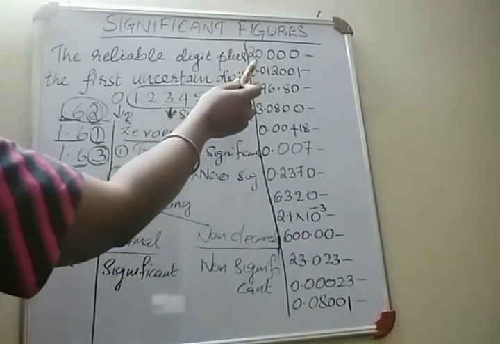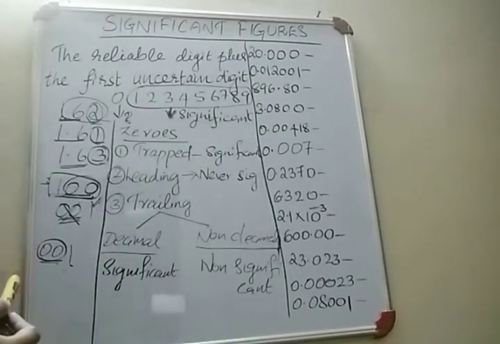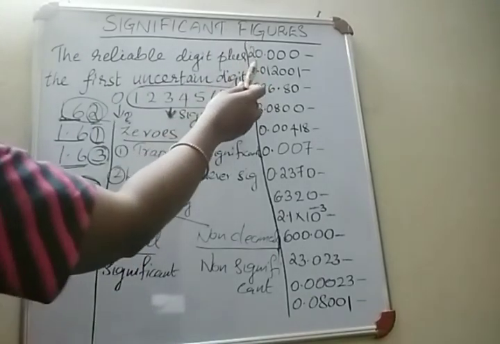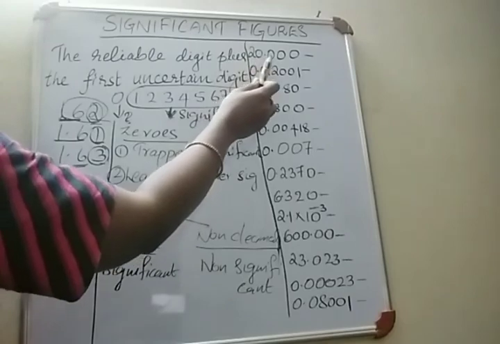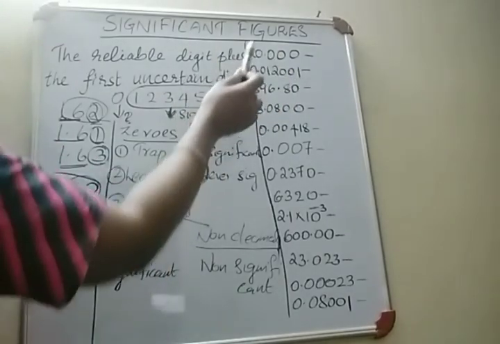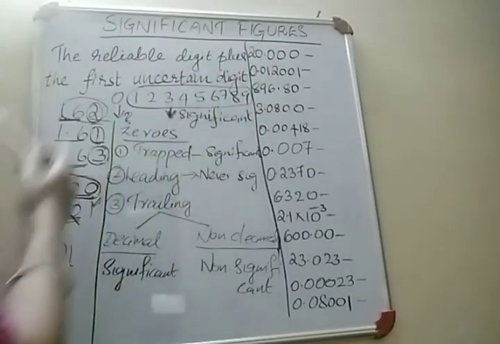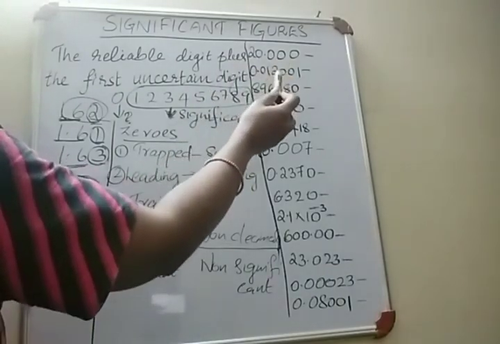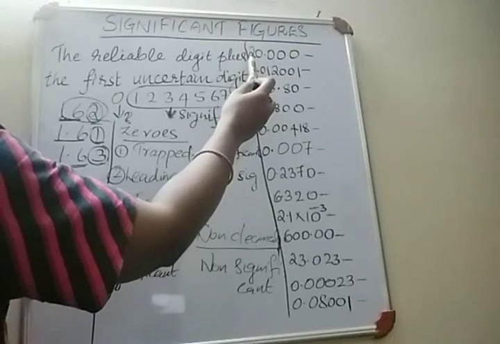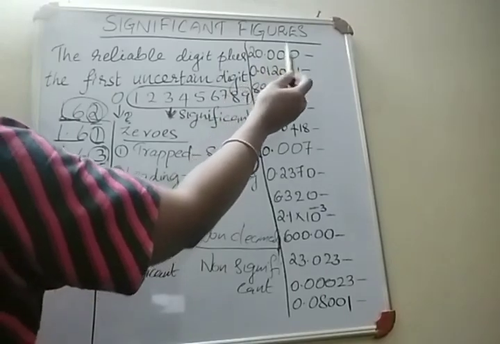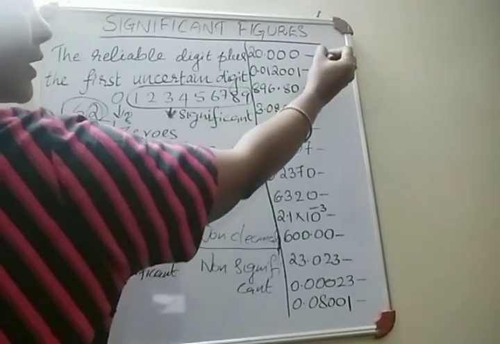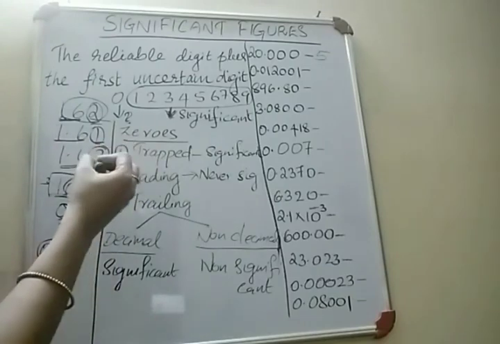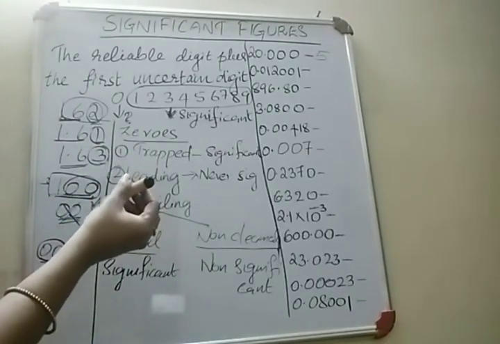So here, what will be the number of significant figures? How many digits are there? 1, 2, 3, 4, 5. This is a decimal number. So the trailing zeros are significant. So all the zeros are significant. So the number of significant figures will be 1, 2, 3, 4, 5. Okay. So this is the number of significant figures. Next.